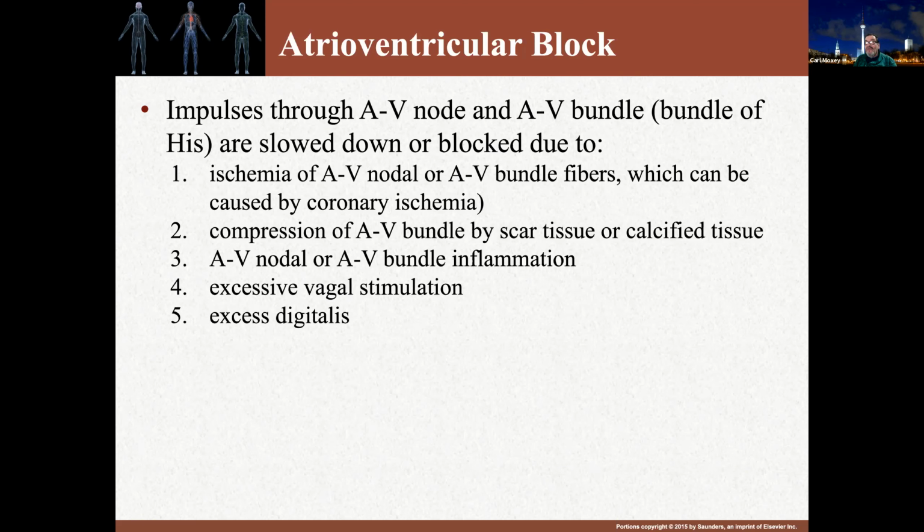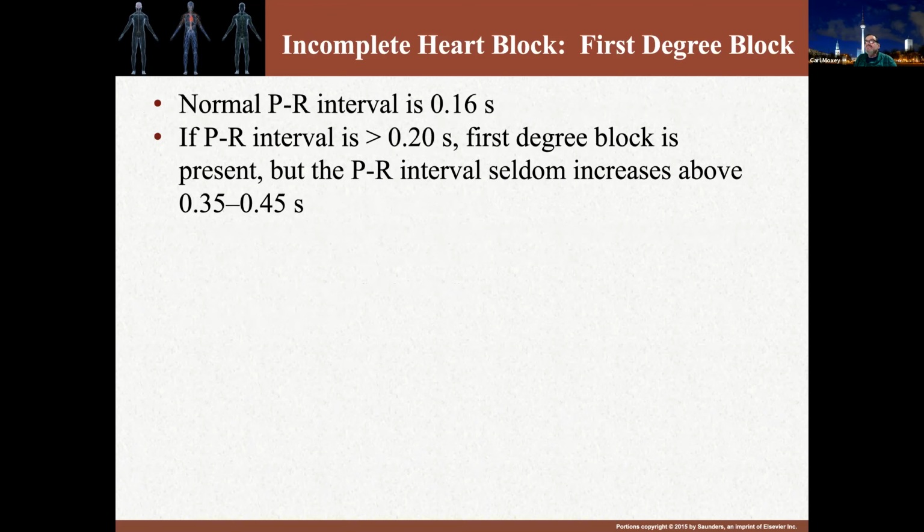There are various causes for this, and here we see several of them: ischemia of the AV node or the AV bundle, compression of the AV bundle by scar tissue or calcified tissue, inflammation of the AV node or AV bundle, excessive vagal stimulation, and again, excessive digitalis. These are divided into several subcategories called first, second, and third degree AV blocks.